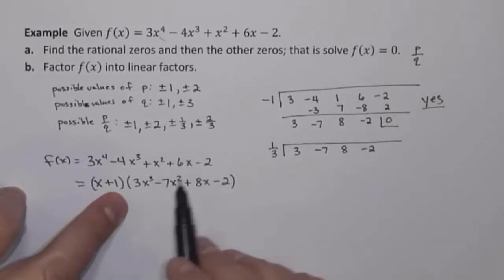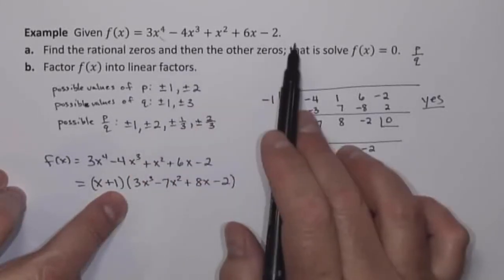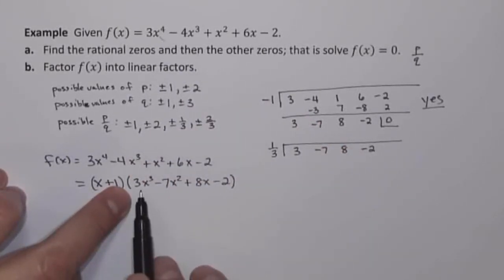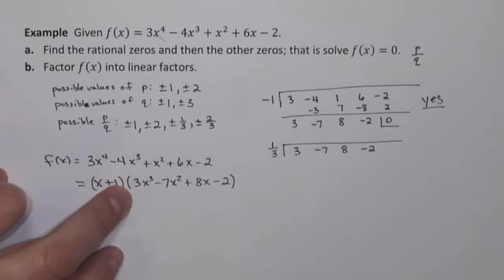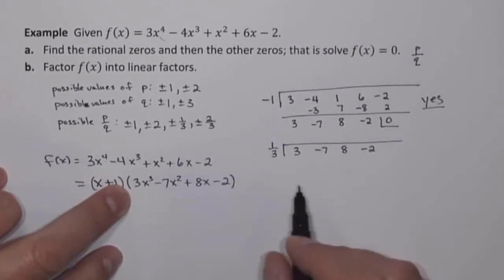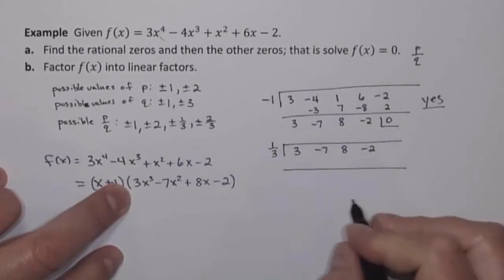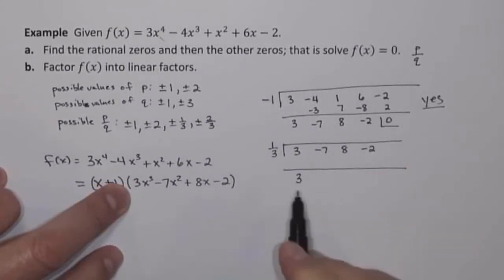And so if 1/3 is a 0 of my original function, it will also be a 0 of this function. So I'm going to divide this function by x minus 1/3, or I'm checking to see if 1/3 is a 0. Okay, so I'm going to drop down the 3.